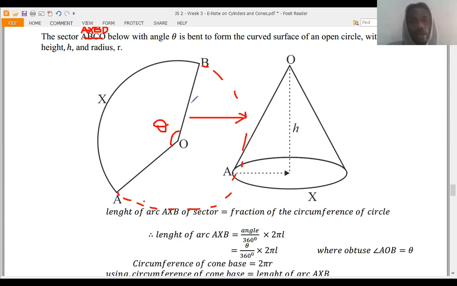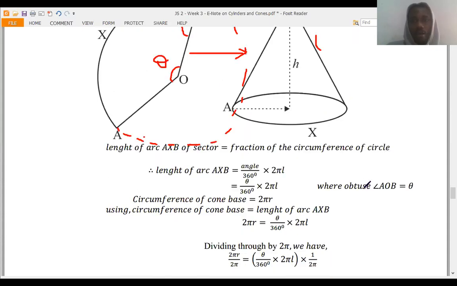All right, 2 pi L. We call this side L. The L is equal to the R. This L is the slant height of the cone. So this slant height of the cone, this height you see here, is the radius of the sector. So that is the angle formed at the center over 360 times 2 pi L. That is equal to theta over 360 times 2 pi L, where theta, the angle, is the obtuse angle AOB, labeled.